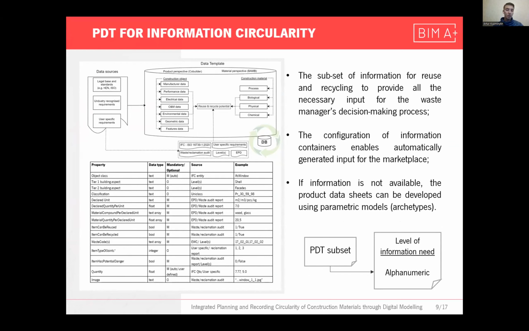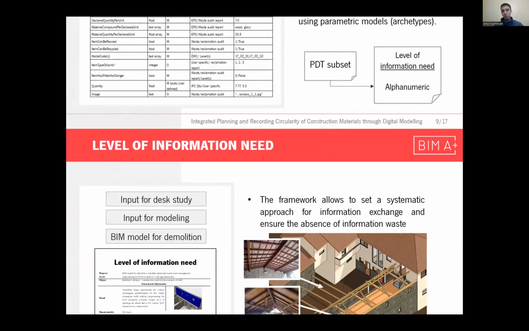Therefore, the product data template circularity subset, or group of properties, was established to be used for construction demolition waste management. Since properties put in the data template correspond to a specific characteristic of a construction product, the search for references was made. The main sources applied were EPD, Environmental Product Declaration, Levels Framework, Guidelines for Waste Audit, and IFC domains with minor user-specific requirements that were considered helpful in demolition planning. This developed information subset constitutes alphanumeric data requirements for the level of information need.